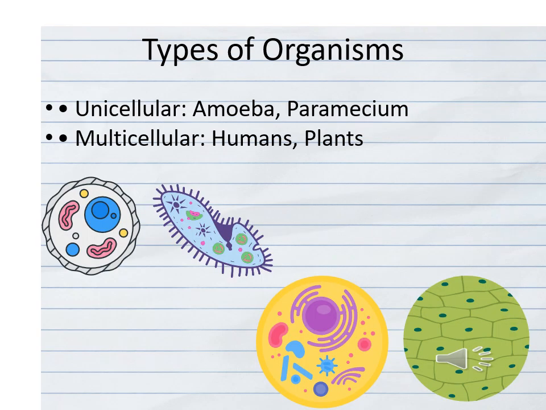Types of organisms. Some organisms like amoeba and paramecium have only one cell. They are called unicellular organisms. Others like plants and humans are made up of many cells and are called multicellular organisms.